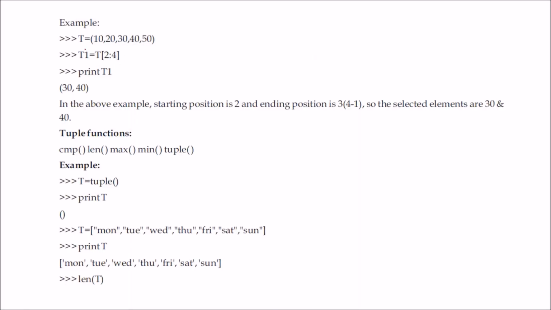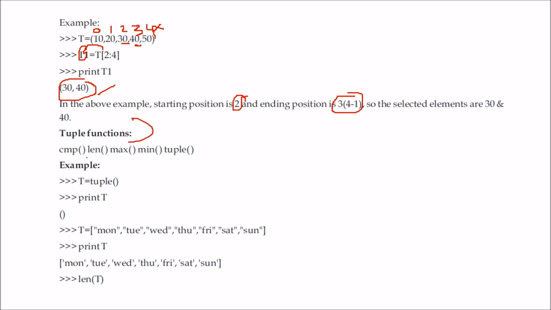For example, if this is t, 10, 20, 30, 40, 50, and you want to slice it, 2:4, you assign it to t1. So 0, 1, 2, 3, 4, which is 2, which is 3; 4 will not be included. So this 30 and 40 will be assigned to t1. You can print this. The starting position is 2, but the ending position is not 4, it is 3, because it is 4 minus 1.